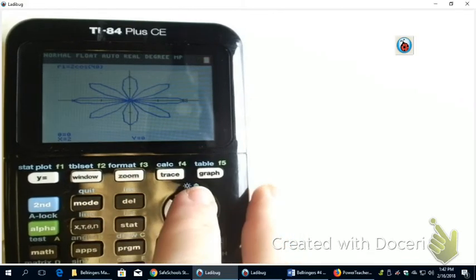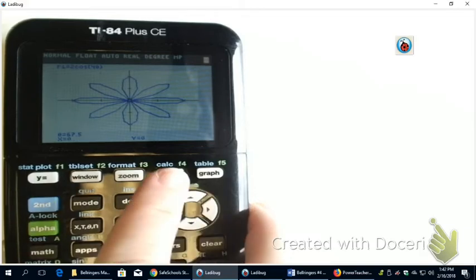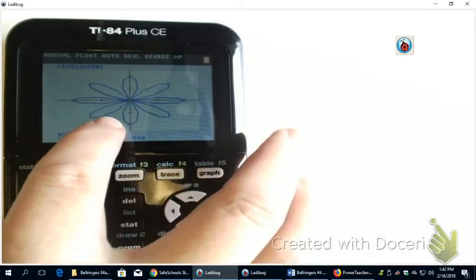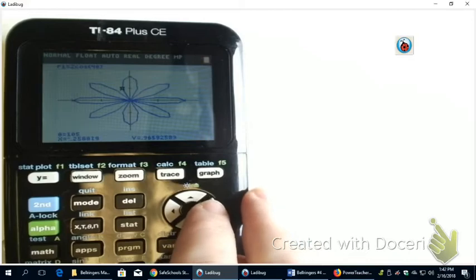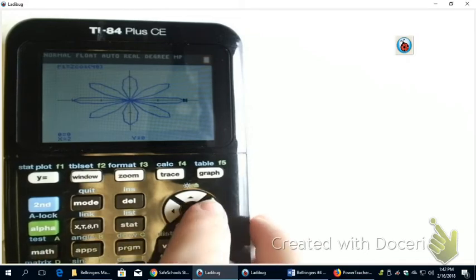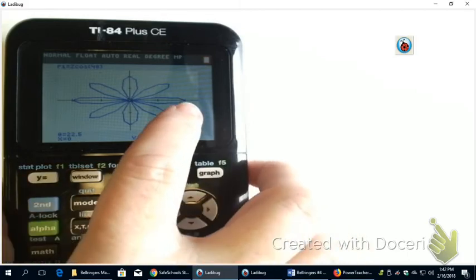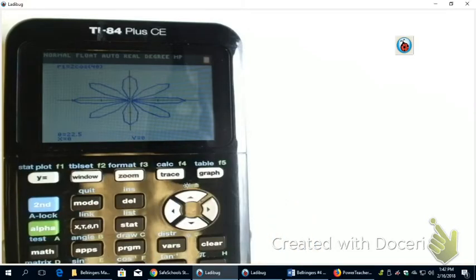So if I press trace, it starts here at 0. Notice that this is tracing the top of a petal. It goes to 22.5. If I continue pressing it, it changes to a different petal. And I could find the angle that it started there and the angle that it ended there. Or if I keep tracing, it's going to do this petal. I could do where it started and ended. But if I went back to 0, I could go from 0 to 22.5, and that would give me the top part of that petal, and then I could multiply by 2 to get the area of one petal.